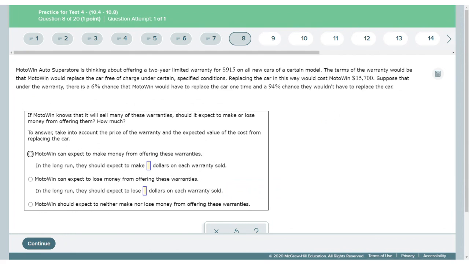All right. So this one is just going to be two different outcomes.